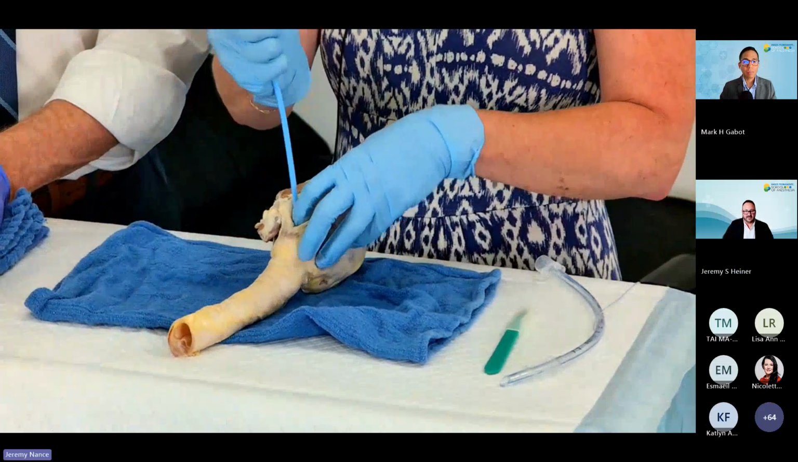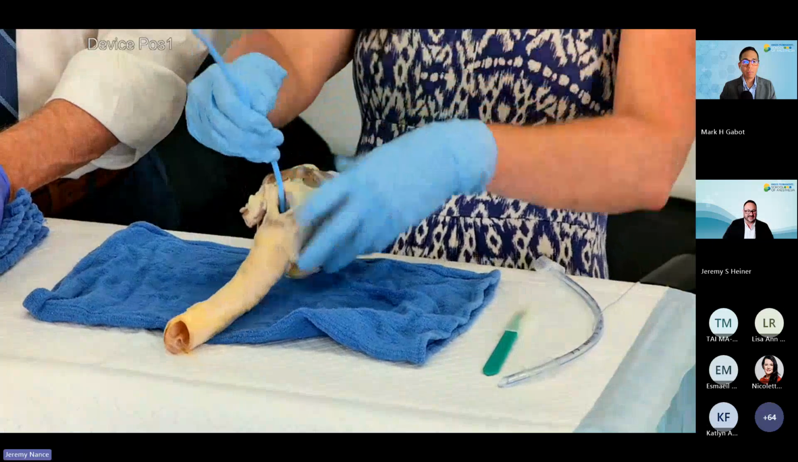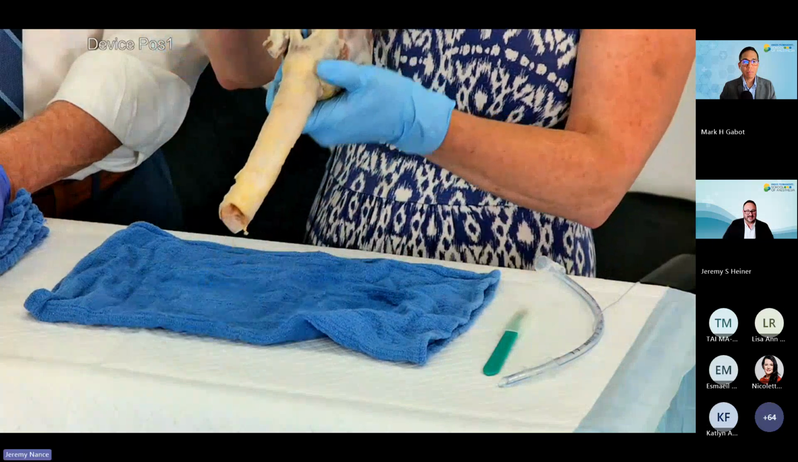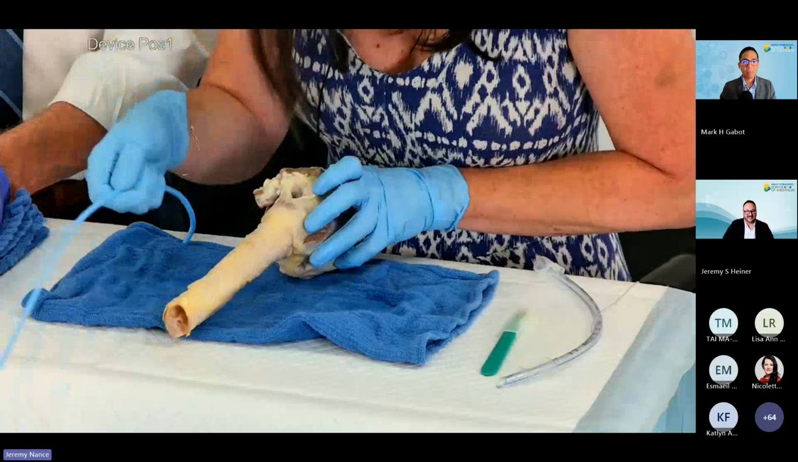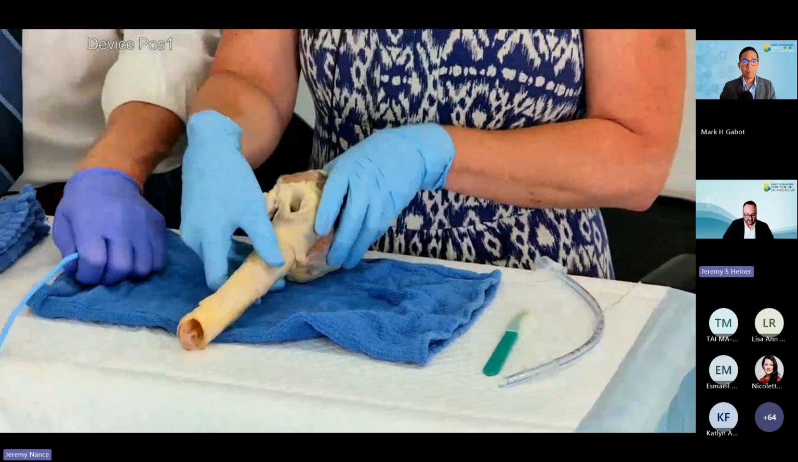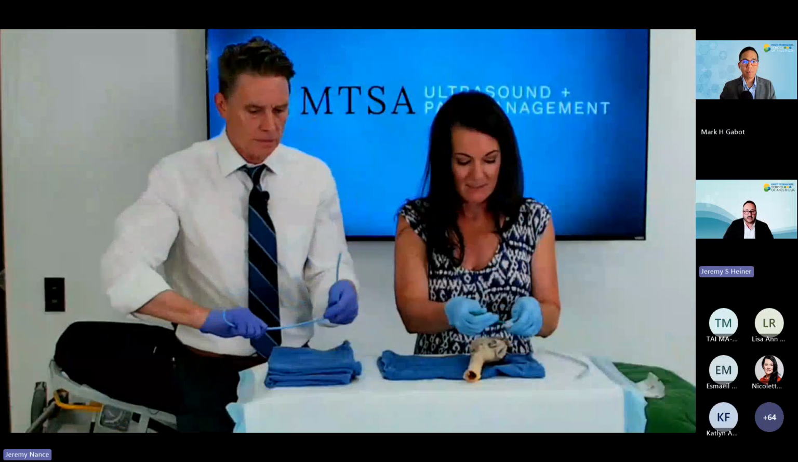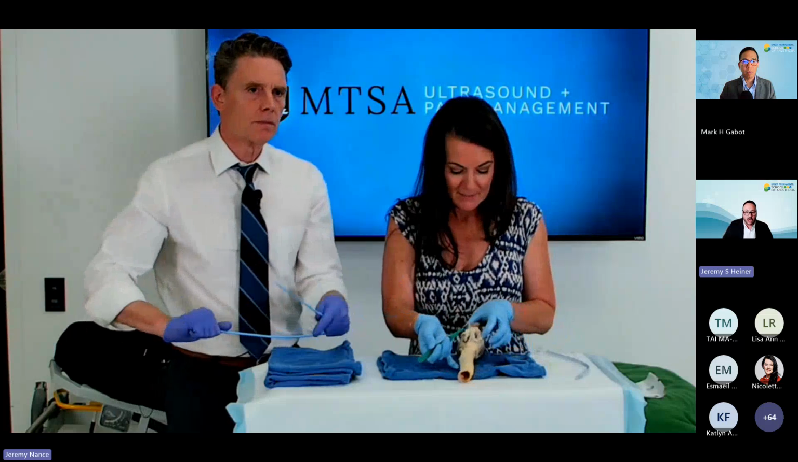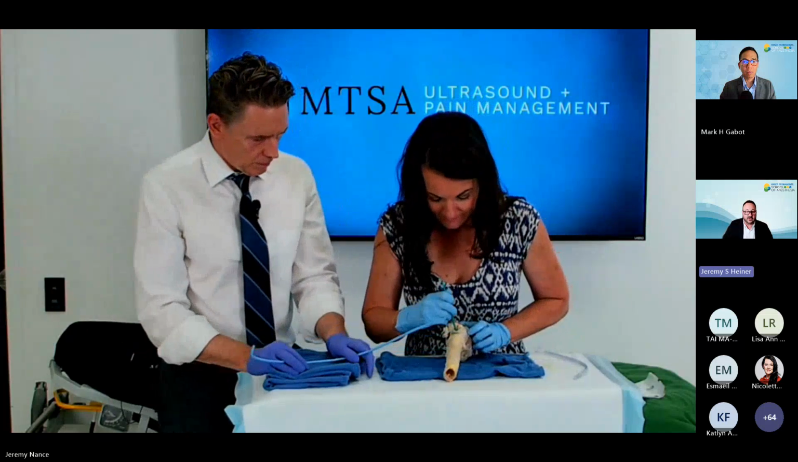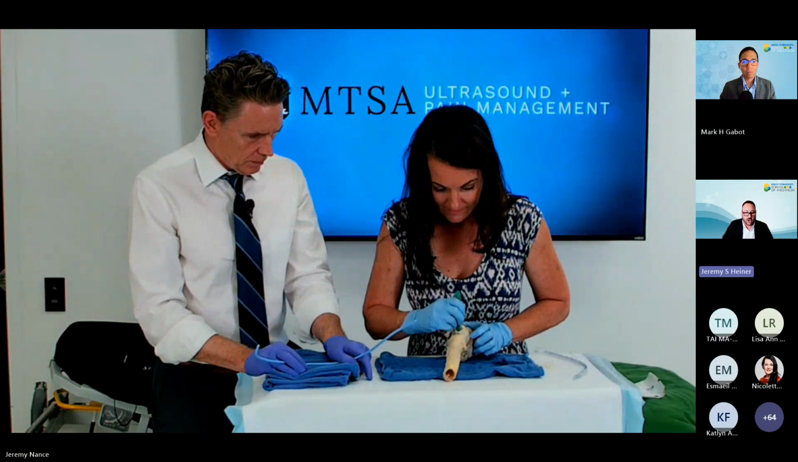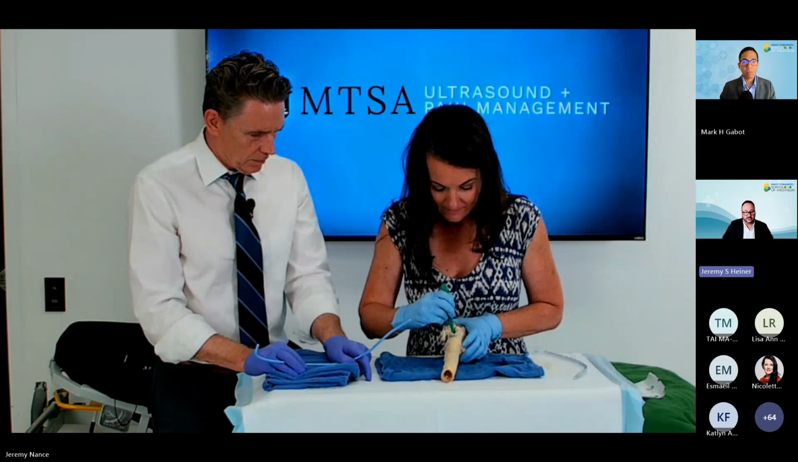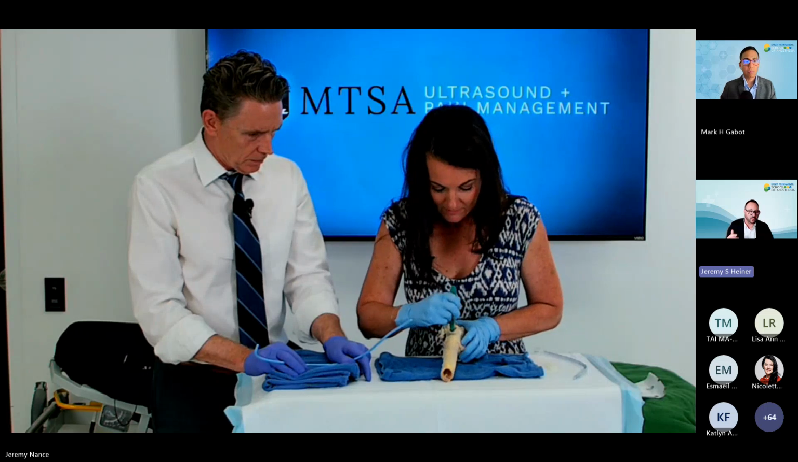I don't know why it's not all the way through. So we're running into a little trouble here. Sometimes we're not all the way through. So make sure that you have incised all the way through those pretracheal layers, especially with these porcine models.